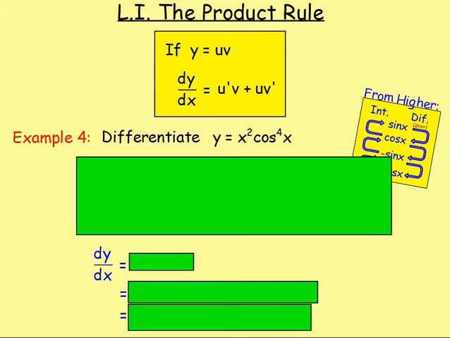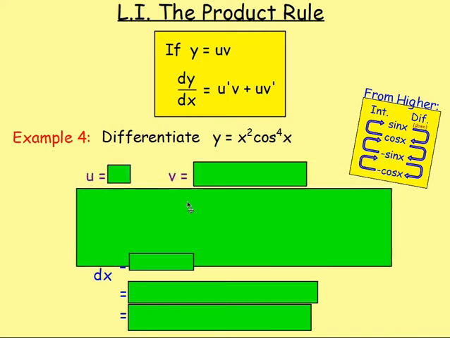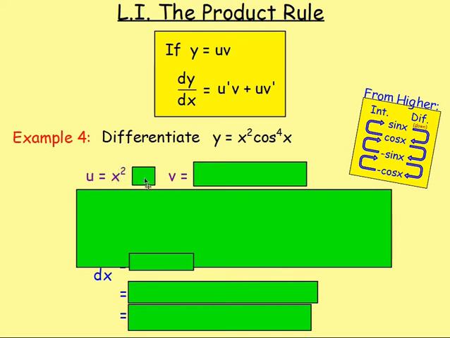Example 4, differentiate y equals x squared cos to the power of 4x. So for this, again, we're applying the product rule because we've got the product of two functions. It's x squared times cos to the power of 4 of x. So for this, we're going to have u and v. So u is going to be x squared. V is going to be cos to the power of 4 of x.